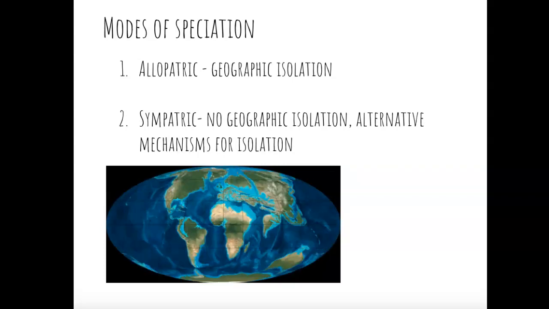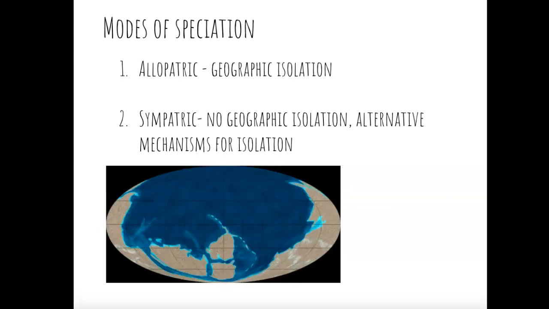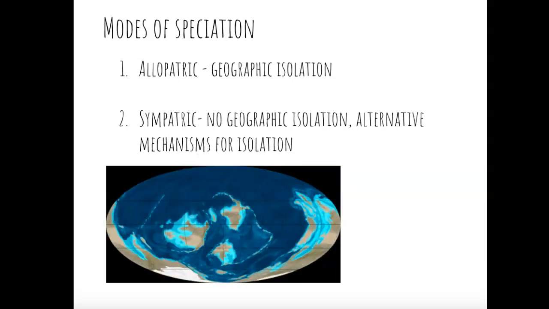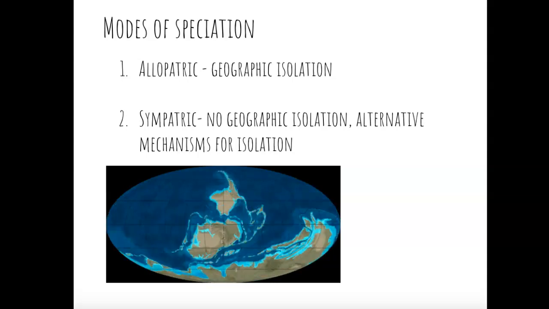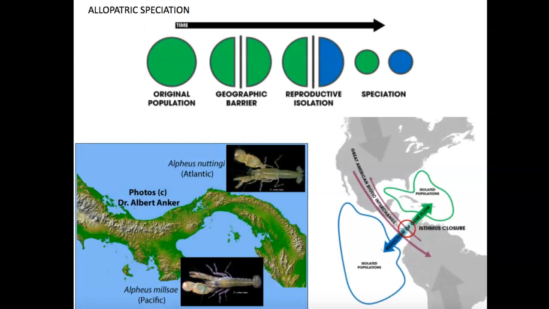And there's also sympatric speciation, where there's no geographic isolation, and it's an alternative mechanism for isolation. So allopatric speciation is where you have a geographic barrier occurring between two groups, and over time they become 2 different species.